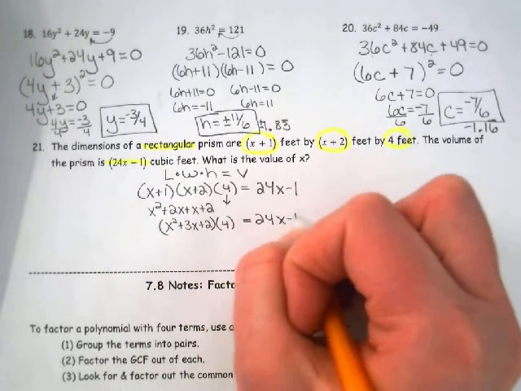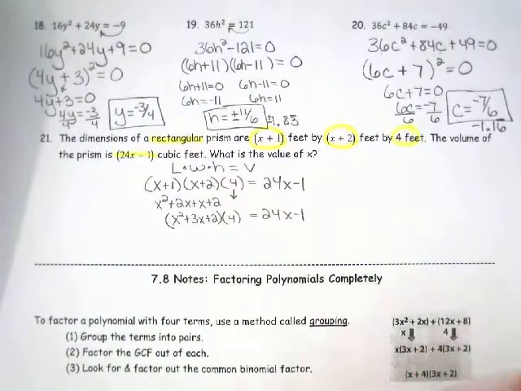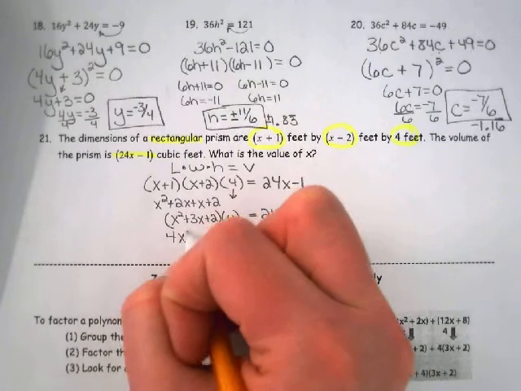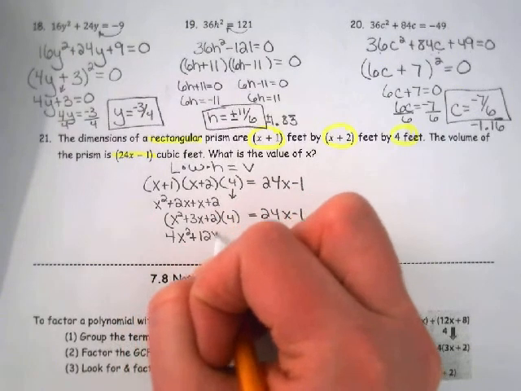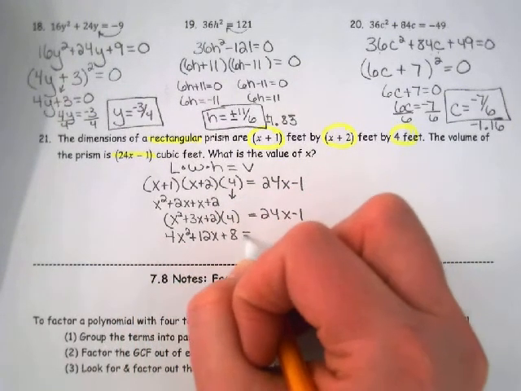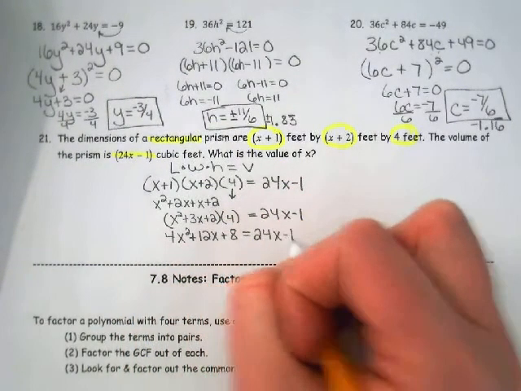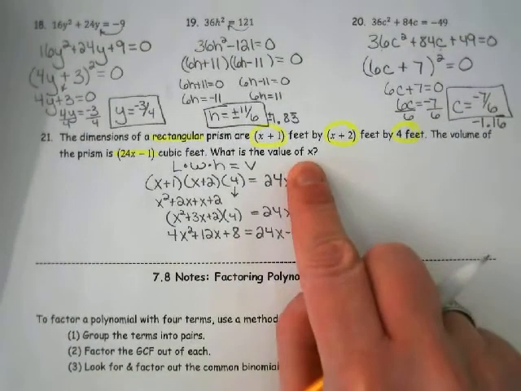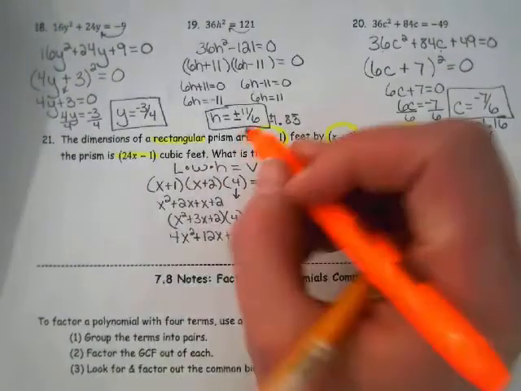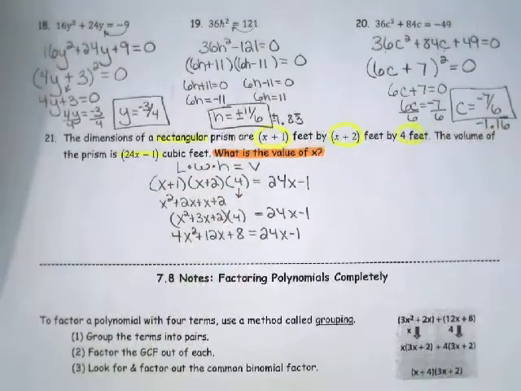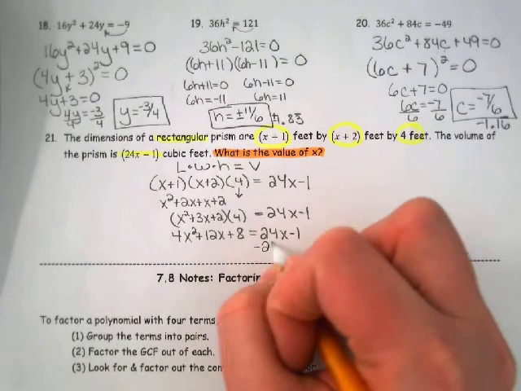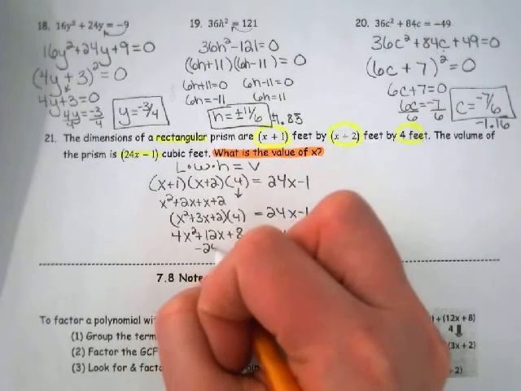I'm going to quickly FOIL this out. So I have first, outer, inner, last. Let me just clean this up. That's x squared plus 3x plus 2. But I still have this 4 sitting there. Now I'm going to have to distribute this 4. So I'm going to go 4x squared, 4 times 3x, 4 times 2, and then I still have this piece.